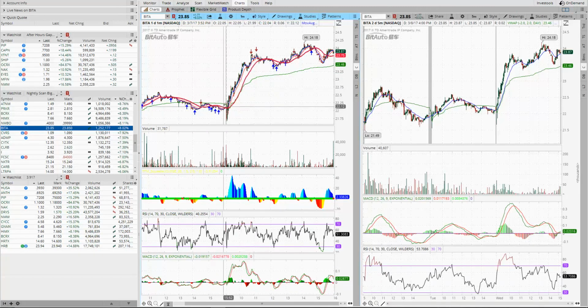BITA. Wow, look at this. Oh yeah, this was on my watch list. Look at this. This thing is ripping again. Look, as soon as it goes above VWAP. Crazy. It gave back a lot of it yesterday. Guess what? Tomorrow, it'll probably give back some more. It's going.